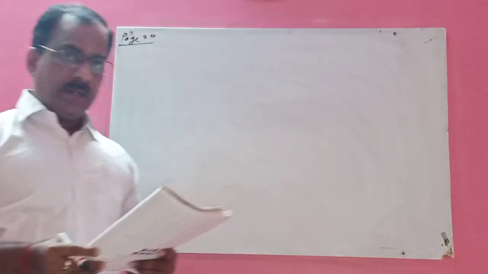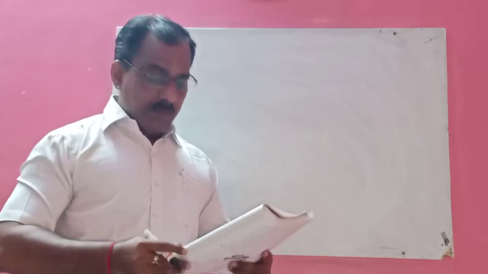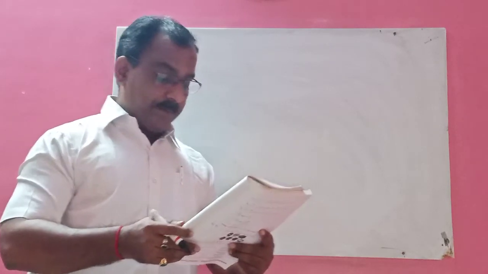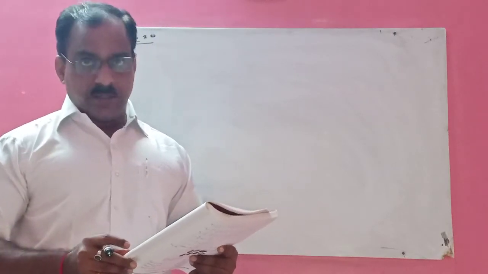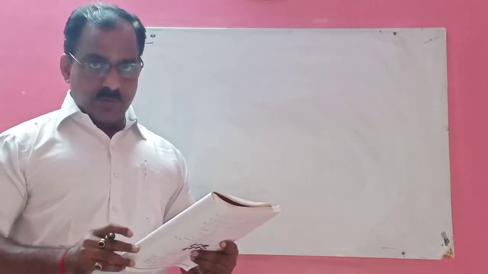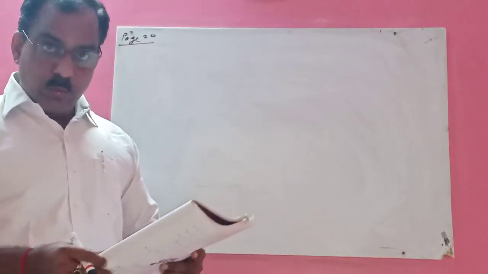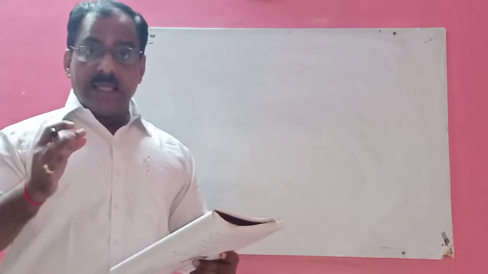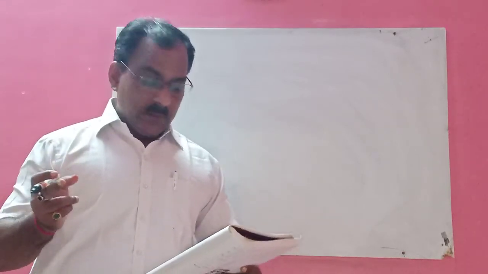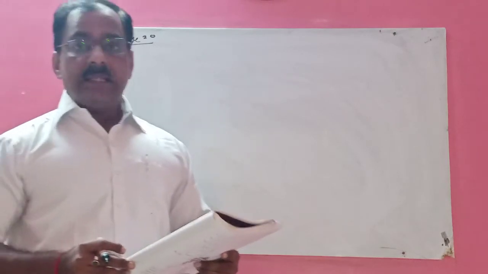Very important part, 4 marks or 3 marks questions. See page number 20, first sum. The perimeter of a rectangle is 40 centimeters. The length of the rectangle is more than double its breadth by 2. Find the length and breadth.